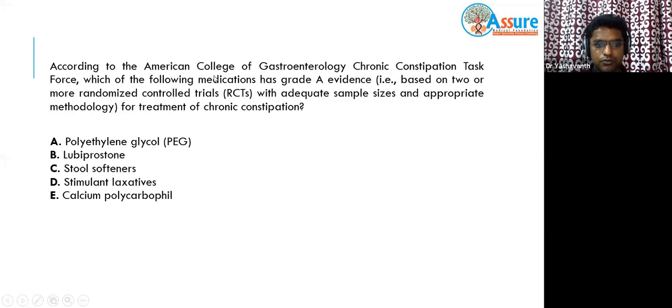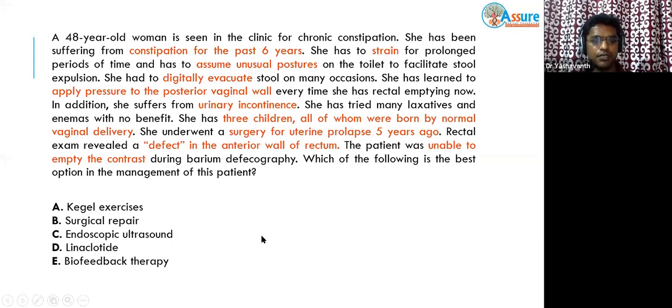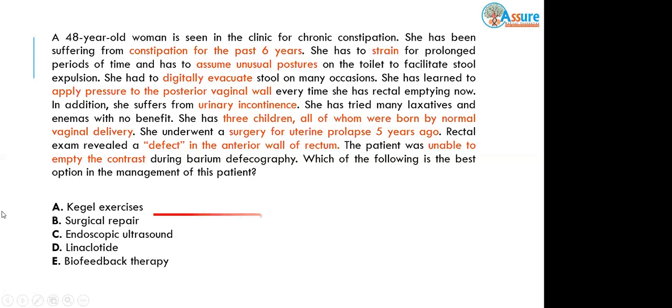This won't come in your entrance question, but just to know, according to the American College of Gastroenterology, which drug has grade A evidence? It is PEG and lactulose. Okay. So this is a patient with rectocele. She is using digitation and is symptomatic. What should be your treatment? Surgery for any symptomatic. Yes, very good.